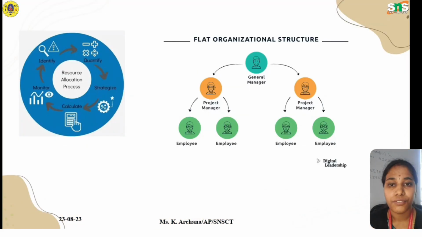Then resource allocation. We need to know what resources we are using. Transportation, machinery, everything comes under resources. Proper resource allocation is a must, so that we can easily make profits when we are planning supply chain logistics.